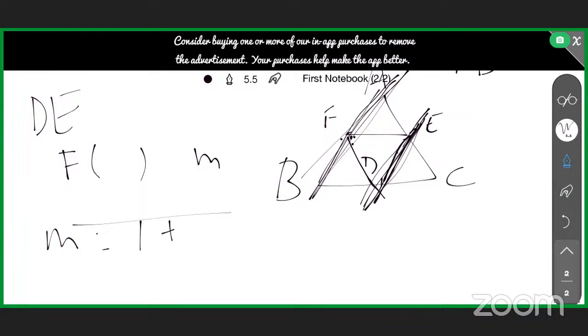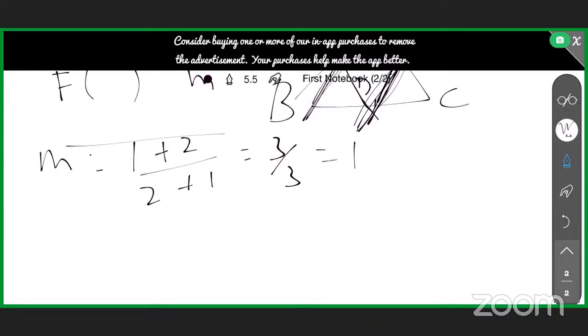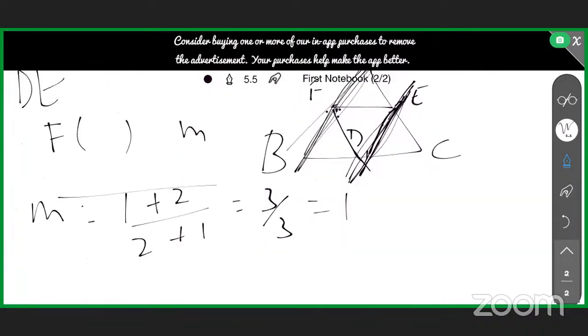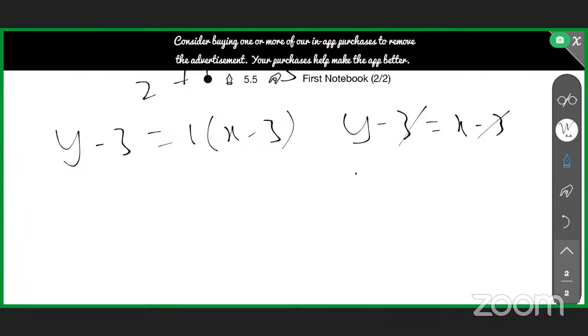1 minus of minus 2, divided by 2 minus of minus 1, is equal to 1. M is 1. It is passing through point F, which you have been given, 3 comma 3. Therefore, y minus 3 is equal to 1 into x minus 3. That is y minus 3 is equal to x minus 3. Minus 3 and minus 3 cancel. So therefore x minus y is equal to 0, or x is equal to y. That is the equation of AB. So simple a question.